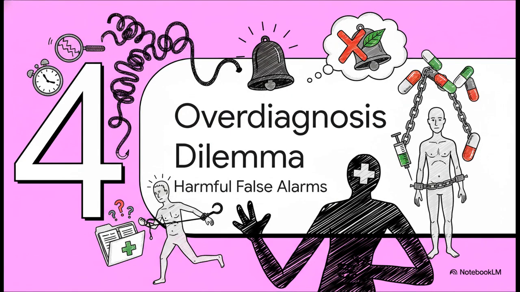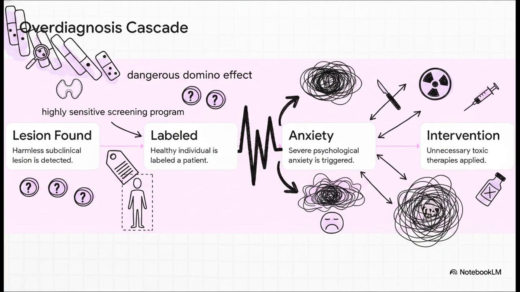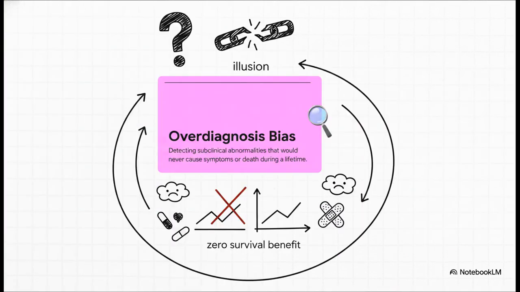All right, part 4, the overdiagnosis dilemma. There is a really dangerous domino effect at play here. First, a highly sensitive screening program identifies a tiny, indolent abnormality, like a completely harmless thyroid or prostate lesion. Suddenly, a totally healthy individual is slapped with the label of a patient. This triggers severe anxiety and exposes them to the cascading risks of aggressive medical interventions, like unnecessary toxic therapies or surgeries. This is overdiagnosis bias, which is essentially the extreme manifestation of length time bias.